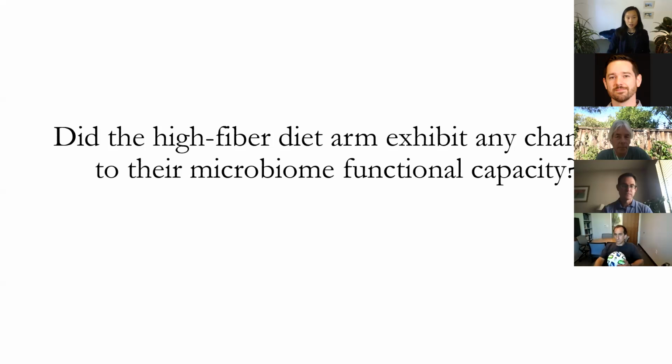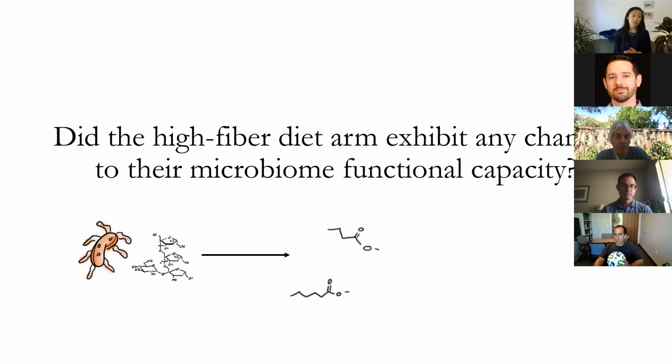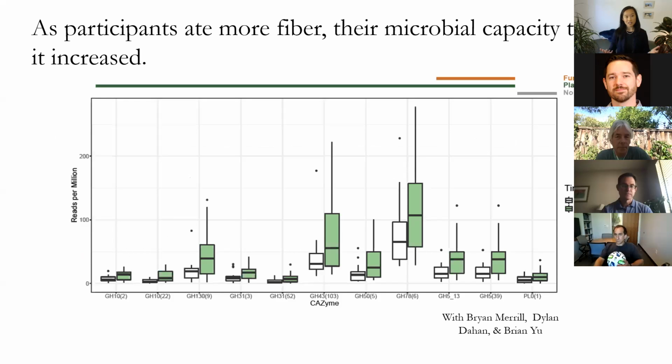And so we looked at the microbiome functional capacity. And the reason we looked at this is I mentioned at the beginning, microbes are responsible for digesting things that we can't, one of them being fiber. Did they become better able to digest these complex carbohydrates? The answer was yes. As participants ate more fiber, their microbial capacity to digest it increased. So these are enzymes that microbes have that are able to digest plant-based fiber, and they all increased across time.